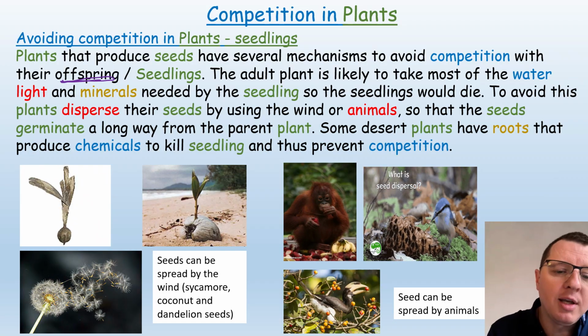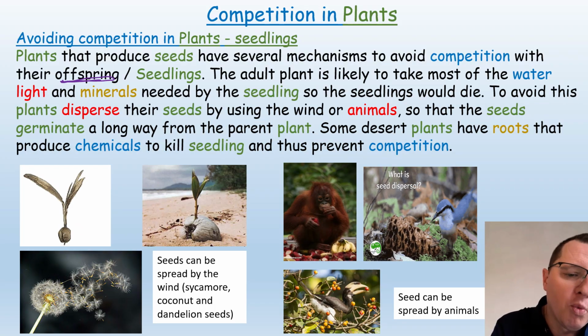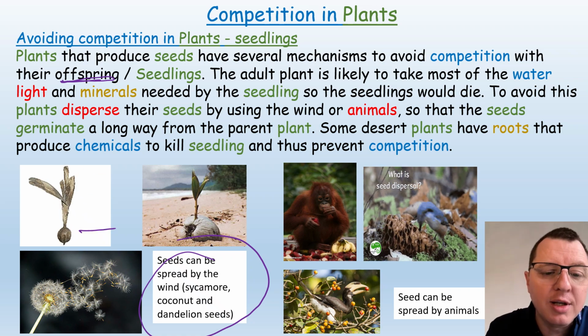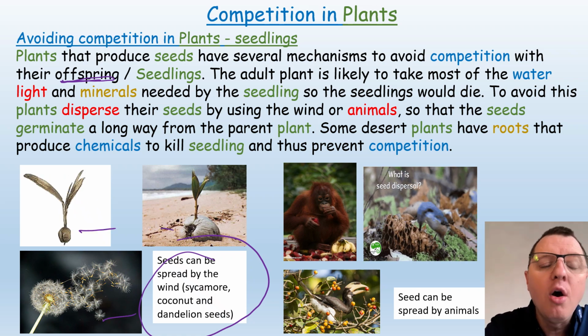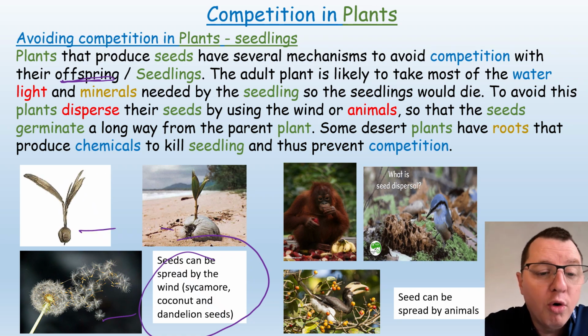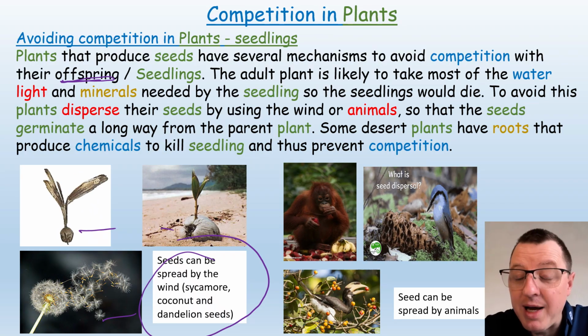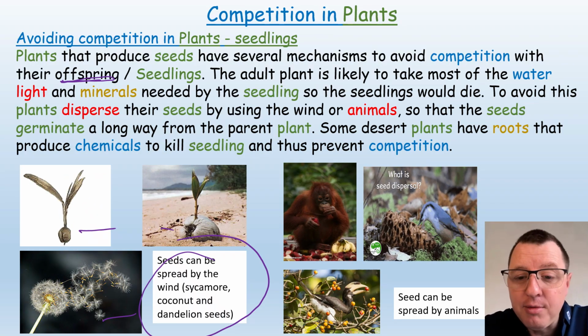So here you can see seeds being spread by the wind. We've got the sycamore seeds, the coconut seeds and the dandelion seeds all being spread by wind or water, again so that the seedling grows far away from the adult plant and there is less competition between the original adult parent and the seedling itself.